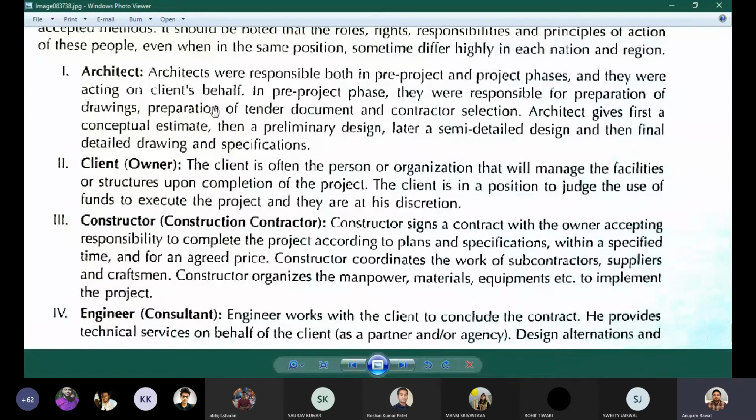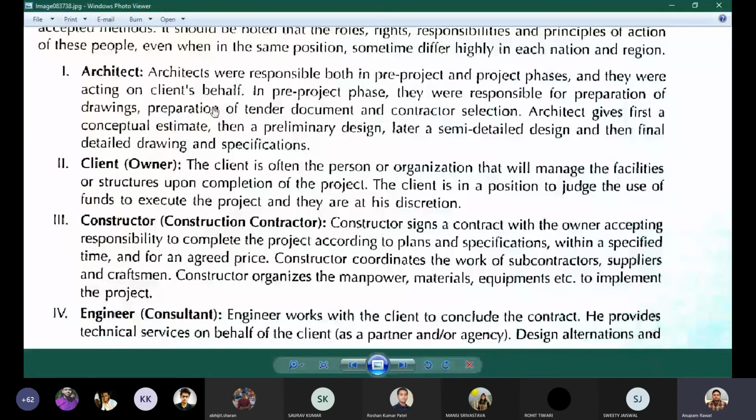Then the third stakeholders are the contractors. The contractor signs a contract with the owner, accepting the responsibility to complete the project according to the plan and specification, within the specified time and for an agreed price. The contractor coordinates the work of subcontractors, suppliers, and craftsmen. The contractor organizes the manpower, material, equipment, etc. to implement the project.